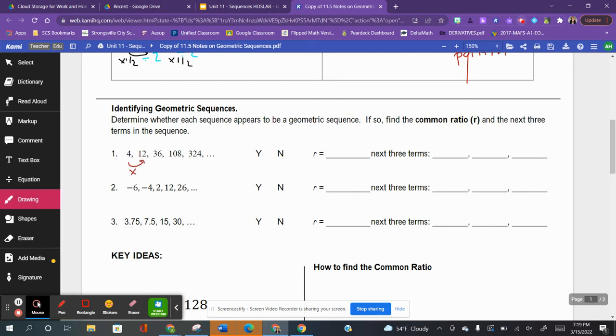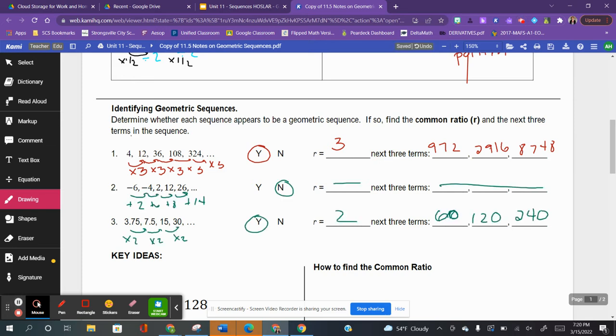It looks like I would have to multiply by 3 to go from 4 to 12. And then multiply by 3 again would get me 36. Times 3 again, times 3 again. This all works out. And so R, my common ratio, is 3. And if I multiply 324 times 3 again, I would get 972. And then if I multiply that by 3, I'd get 2,916. And if I multiply that by 3, I get 8,748. All right, I want you to pause the video, and then I want you to try the next two.